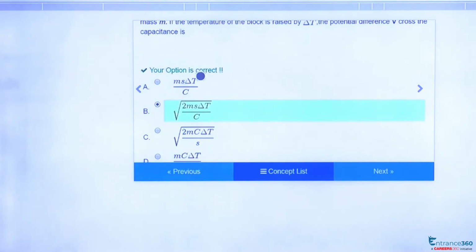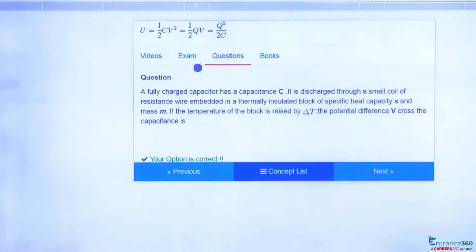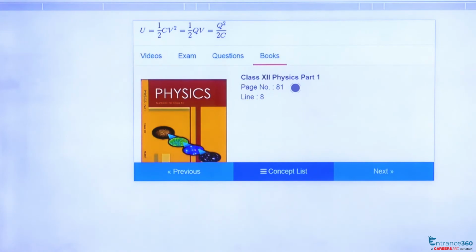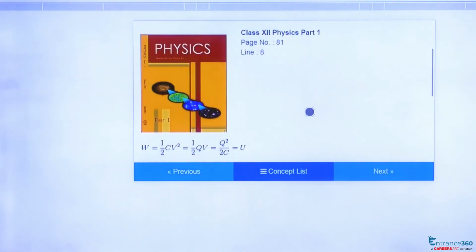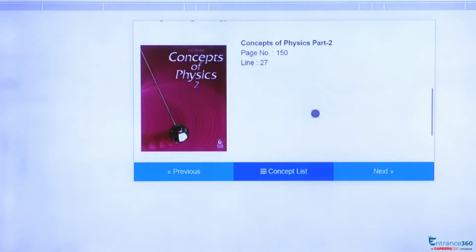If you want to know more about this concept, you can go through videos here, that is energy stored in the capacitor. This concept talks about that, and you can go through books available, in NCERT page number 81 line number 8. You will get this concept, and in HC Verma page number 150 line number 27 also you can see this concept, and you can practice more problems on this.